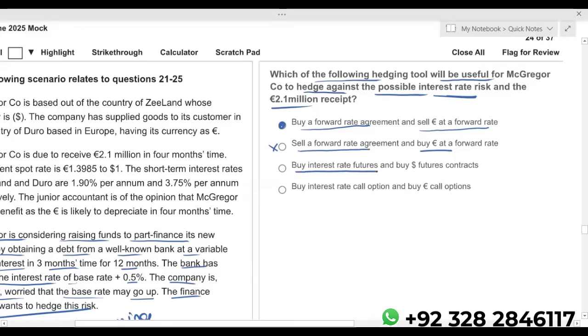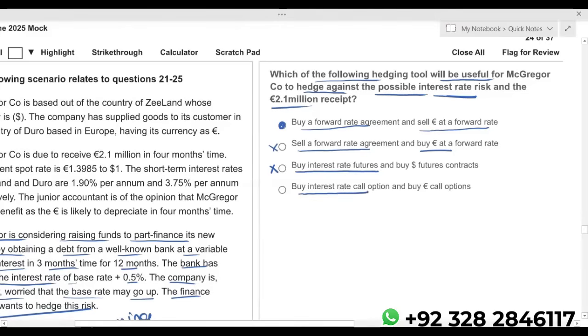Buy interest rate futures, wrong. Basically, a borrower does not buy interest rate futures. Borrowers actually sell interest rate futures. The hedging strategy for the borrower in case of interest rate futures is sell now, buy later. So they sell interest rate futures rather than buy. So again, incorrect.